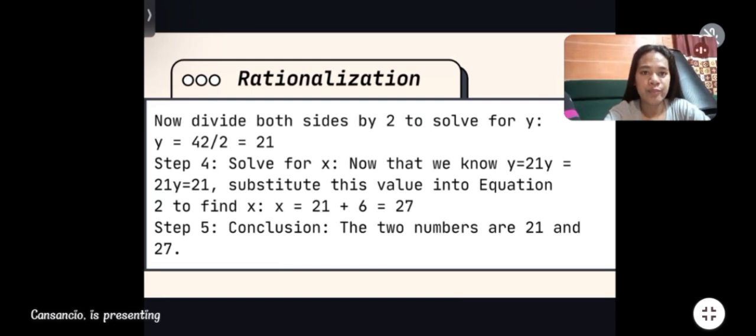Step 4. Solve for x. Now that we know y is equal to 21, substitute this value into equation 2 to find x, which is equal to 21 plus 6, which is equal to 27. So step 5, the conclusion. The two numbers are 21 and 27.